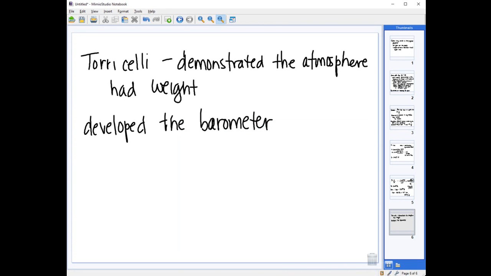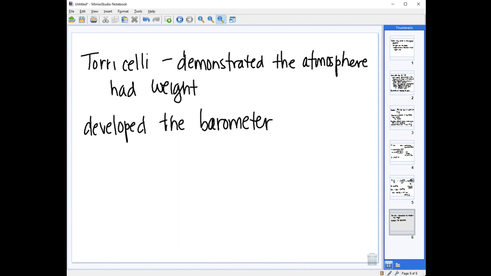His barometer, you can see it there on page 402. Basically, he has a glass tube that is more than 760 millimeters long, closed at one end, open at the other, and completely filled with mercury. Then it's inverted into a dish of mercury, so no air is in the tube. When the tube is inverted into that dish, some of the mercury flows out, but some remains in the tube.